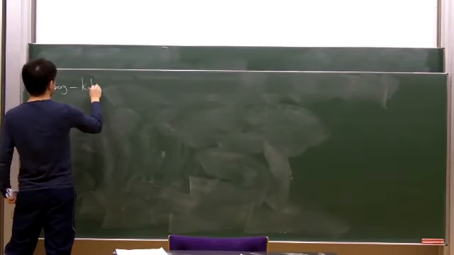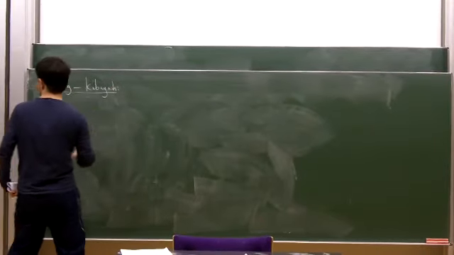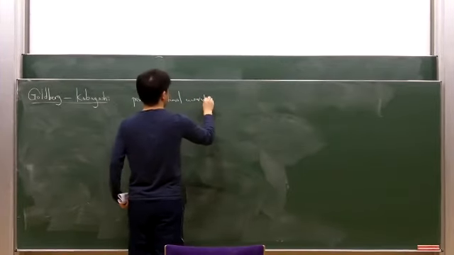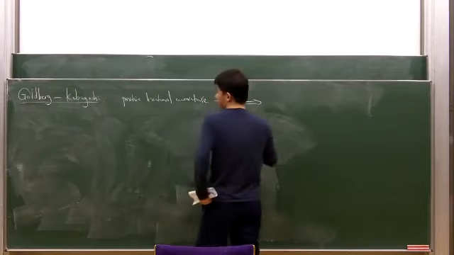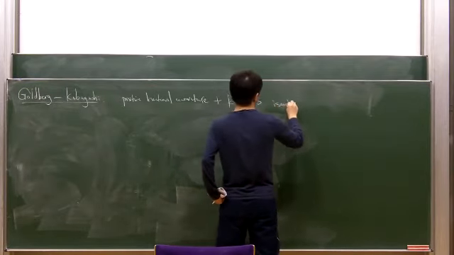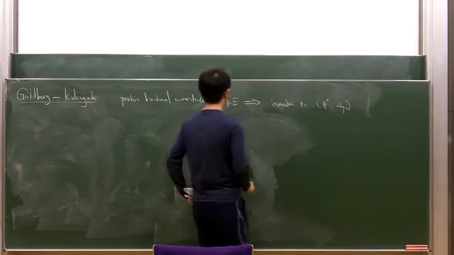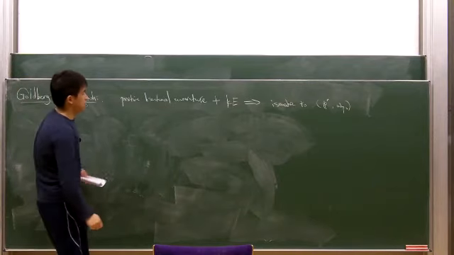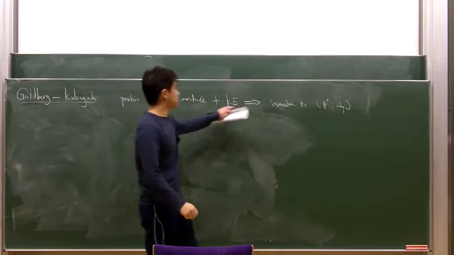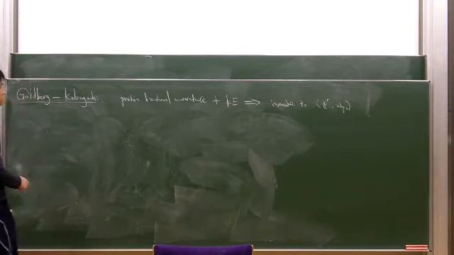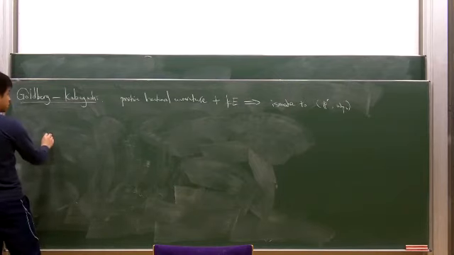Goldberg-Kobayashi: if we have positive bisectional curvature plus Kähler-Einstein, then the manifold is not only biholomorphic but also isometric to P^n with the Fubini-Study metric. This is the main maximum principle argument, which proves that under this condition the holomorphic sectional curvature is constant, and then we get the conclusion. So the naive approach is to deform any such metric to a Kähler-Einstein metric. This is the Ricci flow.